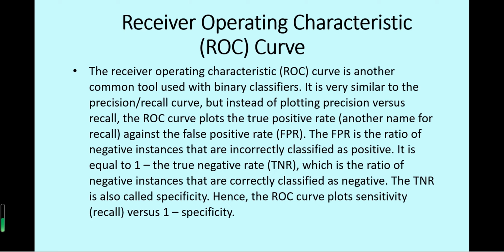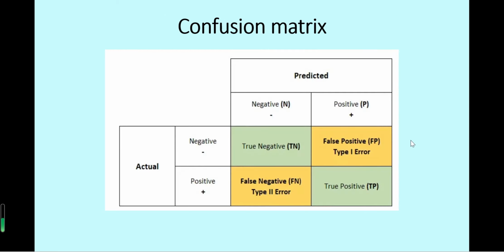This is the ratio of negative instances that are incorrectly classified as positive, so actually negative but classified as positive. It is 1 minus the true negative rate. So the ROC curve measures the true positive rate, which is the division of true positive by the sum of true positive and false negative, by this row. And this is the true positive rate against the false positive rate.